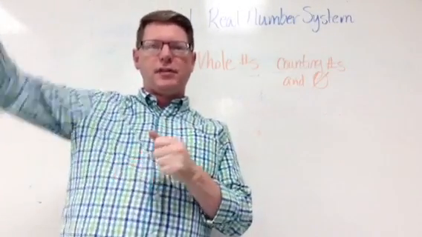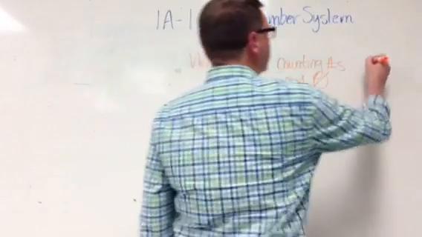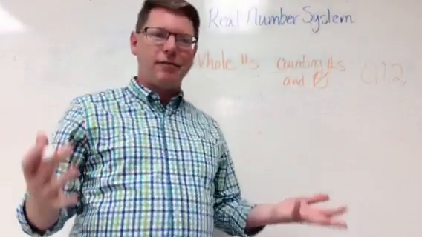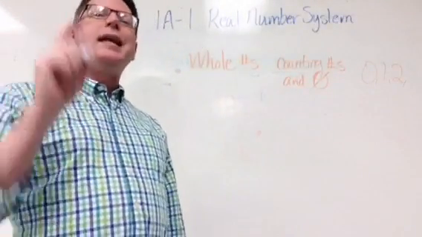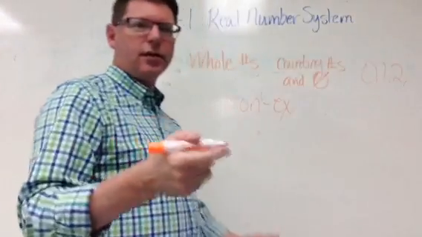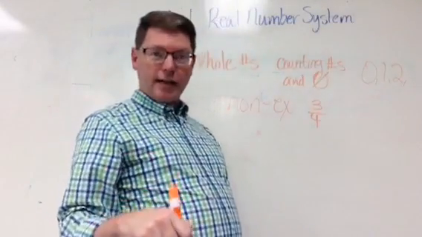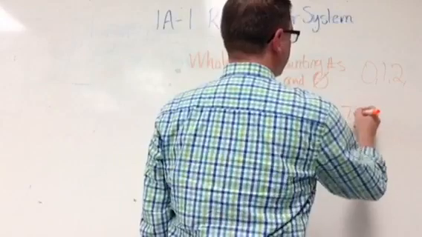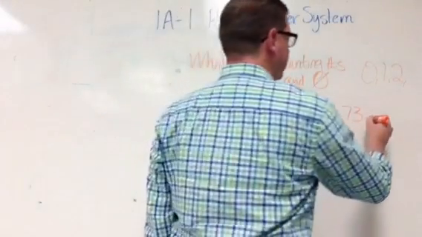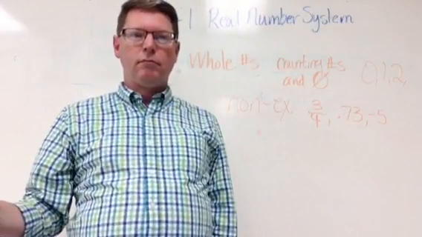So 0, 1, 2, 3, 4, 5, 6, 7, 8, 9, all the way up. We keep going and going and going. So some examples that you could put in there are 0, 1, 2, and whatever else you want to put there. 173 if you wanted to put that. Okay? Now the non-examples, and I'm just going to put non-x because it's already on there. Some non-examples would be like 3/4, because that's not a whole number, that's a fraction. 0.73, that's not a whole number, that's a decimal. And -5. -5 is not a whole number. It's a negative number. We'll get to that in a minute.